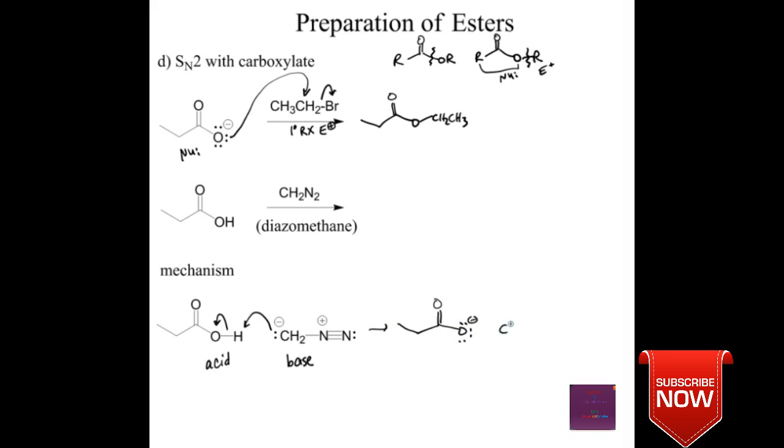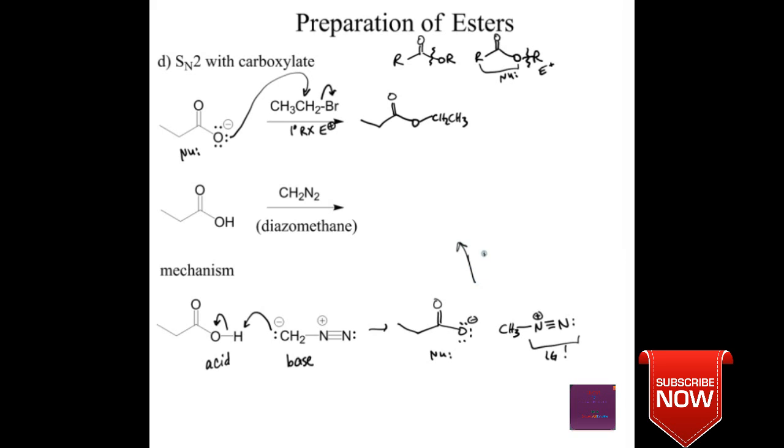And that does two things for us. It gives us a nucleophile now. We just made the carboxylate, which is a good nucleophile. And it gives us a neutral carbon bearing a great leaving group. What's the leaving group here if this were to get displaced? It would be nitrogen gas.